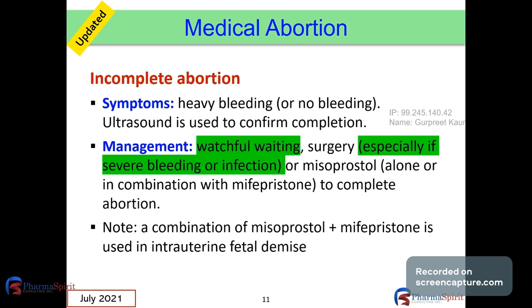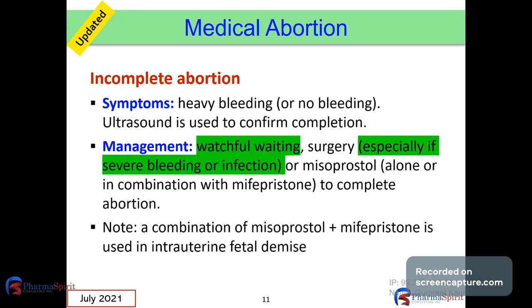Females who undergo medical abortion may also experience incomplete abortion. And on a previous slide, we discussed how we can confirm whether abortion was complete or not. Symptoms of incomplete abortion include unexpected heavy bleeding and cramping, or the absence of bleeding altogether following the administration of misoprostol. And as we mentioned before, bleeding is expected. So if there is no bleeding after the administration of misoprostol, this may indicate incomplete abortion.